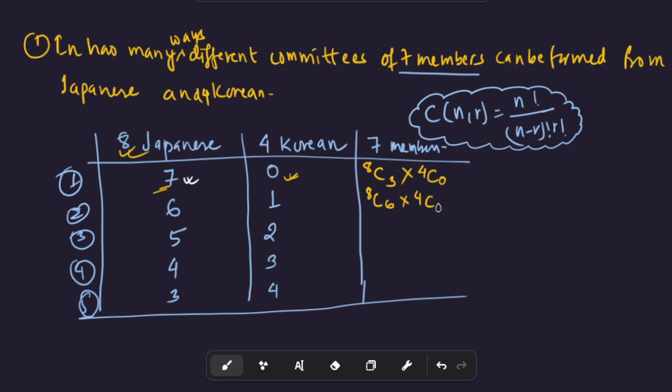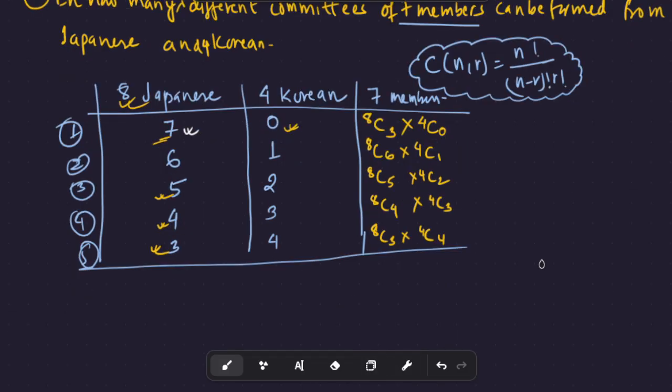Right, 4C1. And then this third option, 8C5 times 4C2. Next, 8C4 times 4C3. Next, 8C3 times 4C4. Okay. These are the total number of ways that we can form the committee of 7 people.